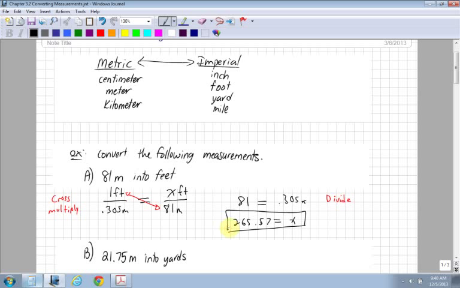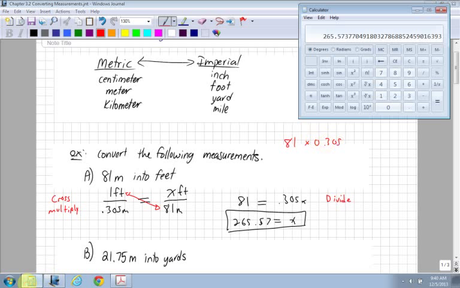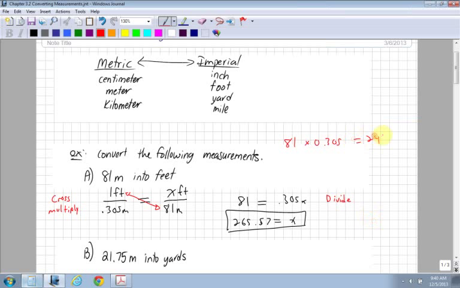Now, always look at your answer. If you just did it originally and you multiplied, say you accidentally did 81 times 0.305 on your calculator, and that's equal to 24.7. And you say, there you go, that's my answer, 24.7 feet. Look at it compared to the original one. First of all, you started off with 81 meters, and you're saying that 81 meters is equivalent to 24.7 feet.